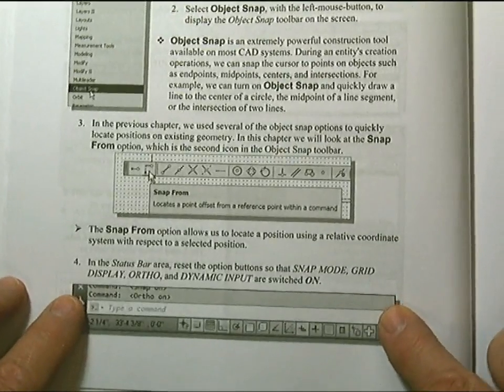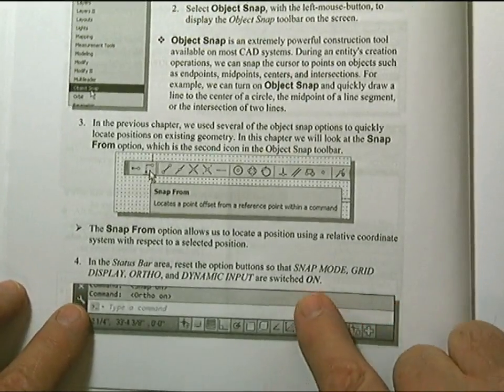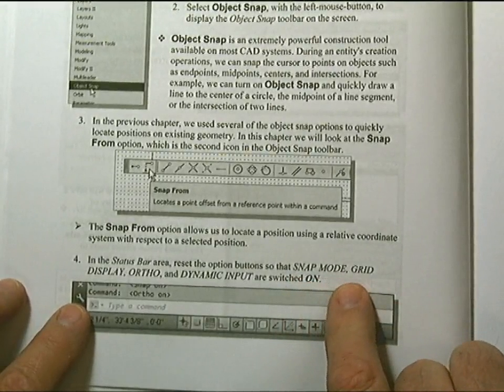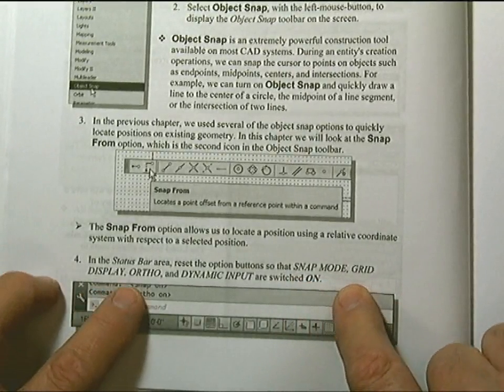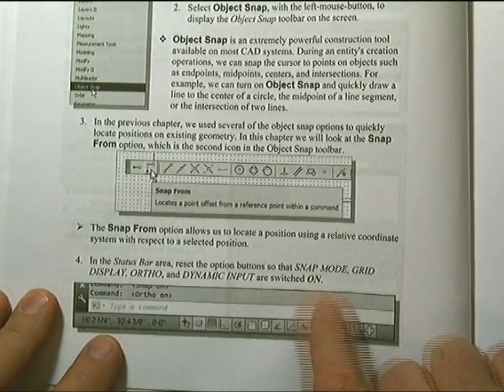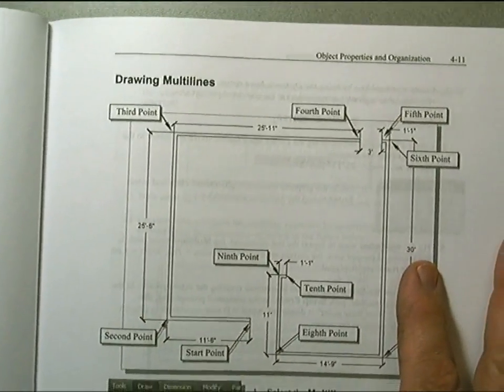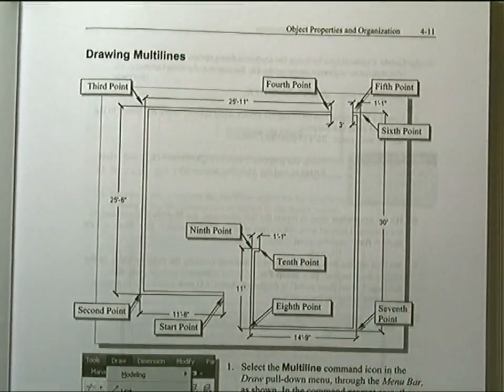Down in the display bar, you'll need to reset the option buttons so that Snap Mode, Grid Display, Ortho, and Dynamic Input are switched on. Next, we'll begin drawing our multilines.